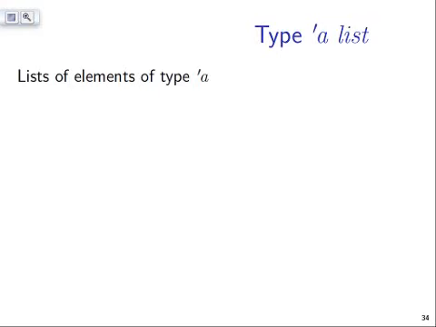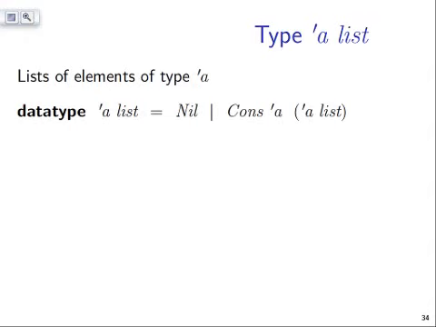Okay, so lists. That's, of course, bread and butter for functional programming. Lists of elements of type A are called A list. That's the type. And this is how the type is declared. The type of A lists, well, the elements can either be nil, meaning it's an empty list, or it can be a cons of an element and a rest list. So you put an element in front of the list.